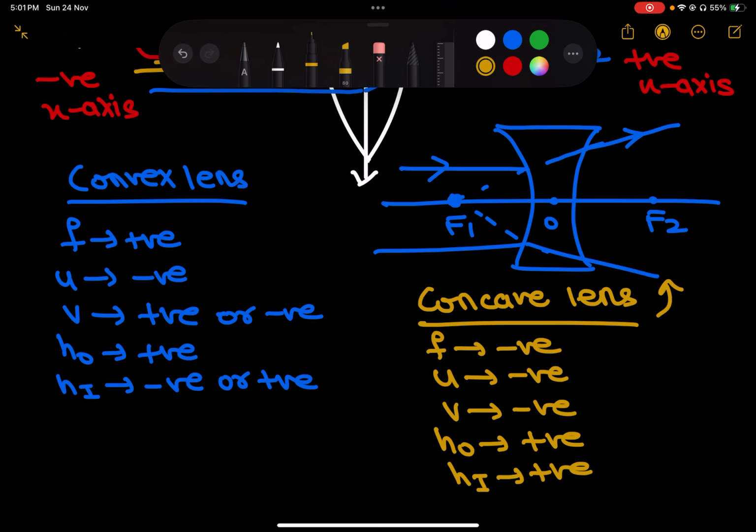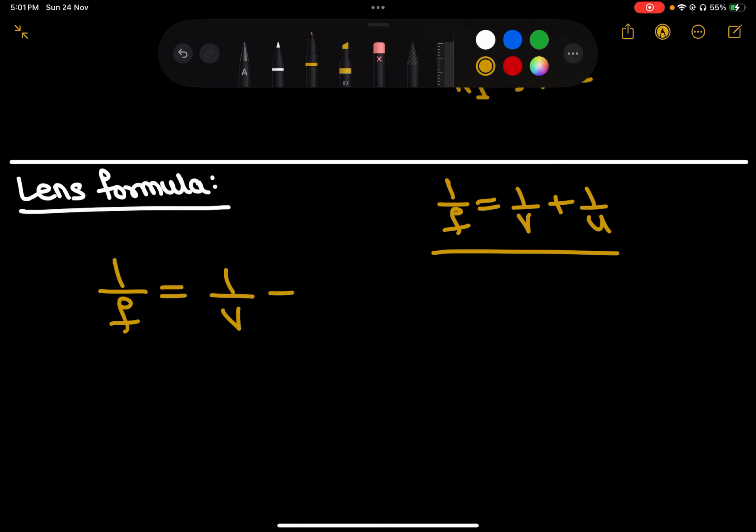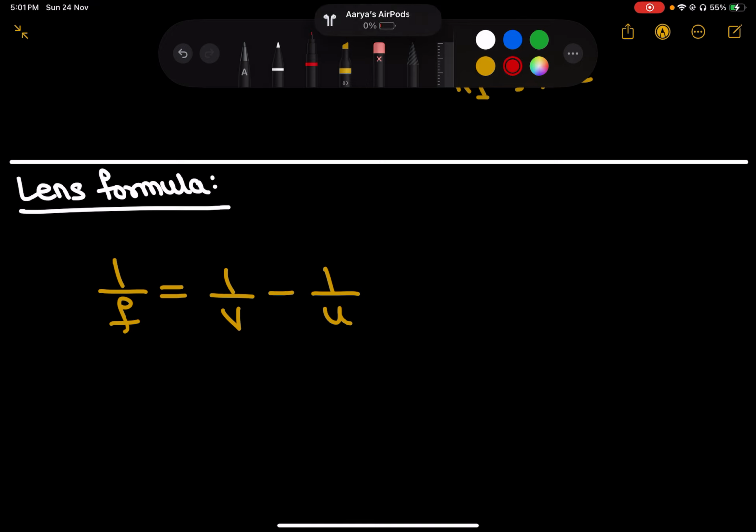Now let us move on to lens formula. If you remember, the mirror formula was 1/f = 1/v + 1/u. This was the mirror formula. The lens formula is quite similar, but here the lens formula is 1/f = 1/v - 1/u. So don't get confused. Remember mirror, and just remember that lens has a minus sign in it. That's all. I'm just going to rub out the mirror one here. It will only cause confusion.